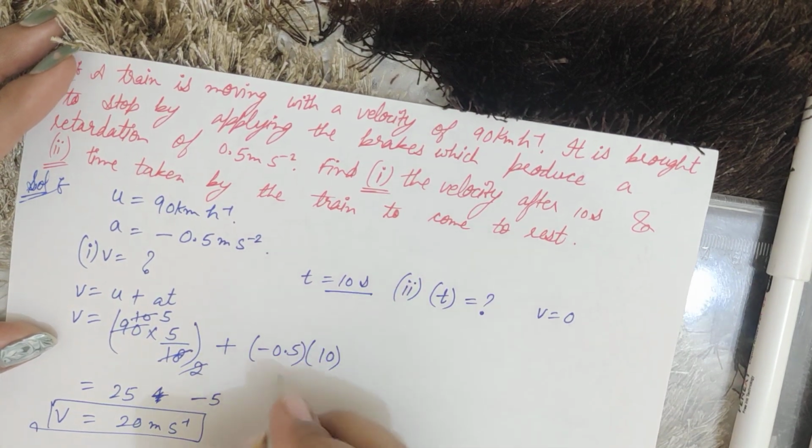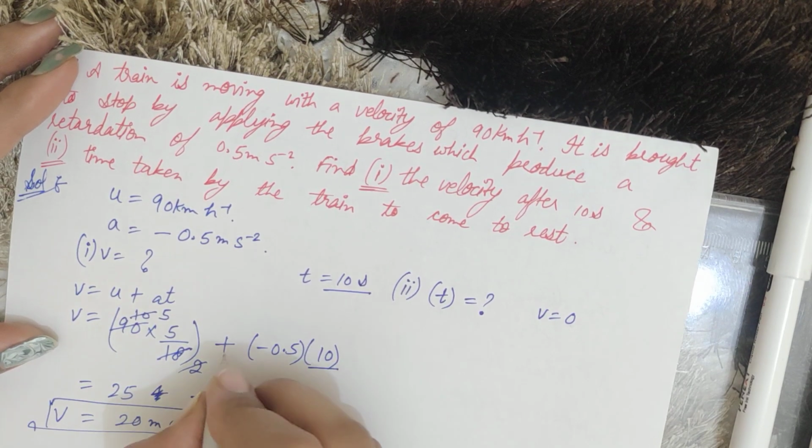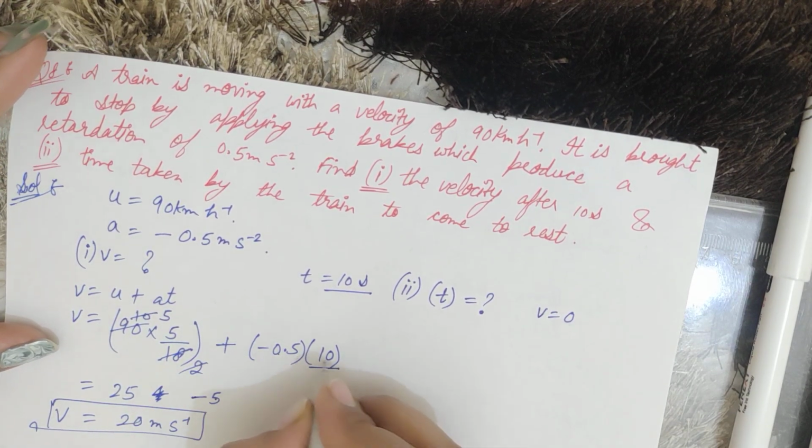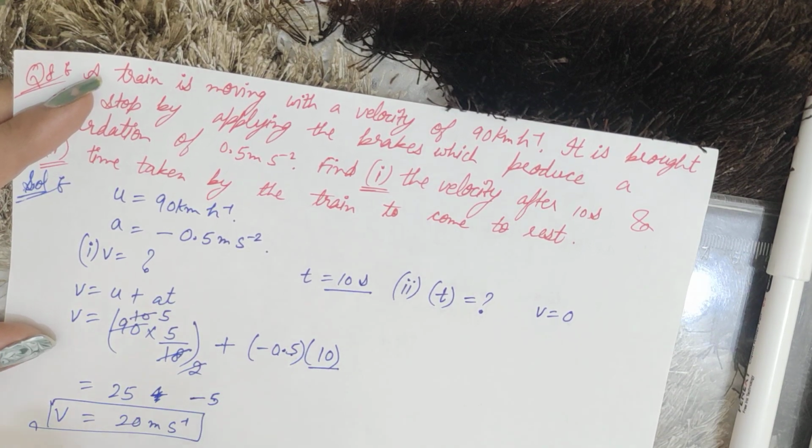After 10 seconds, we need to find out how this comes. Plus minus minus 0.5 into 10. The point will shift one place. The answer is 5 only. That's why.